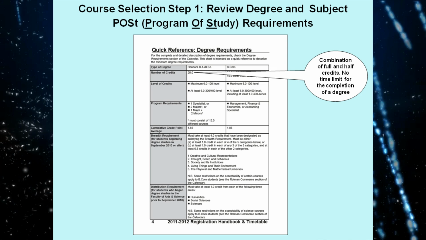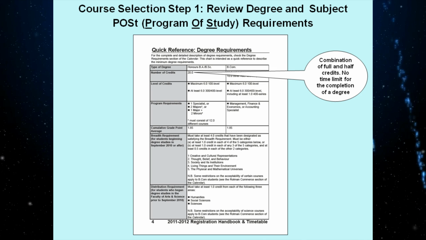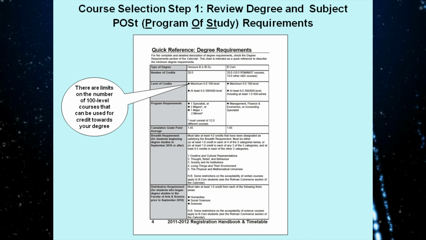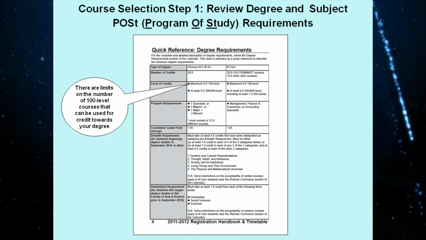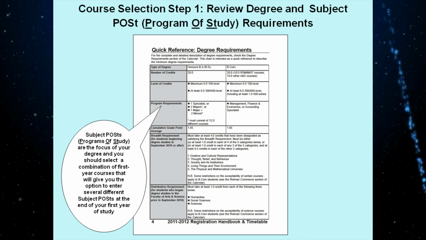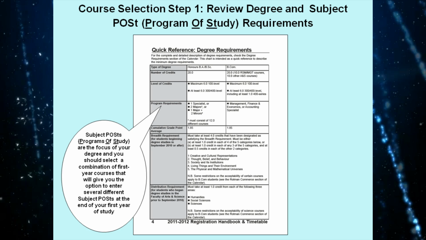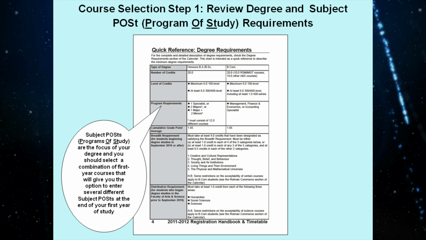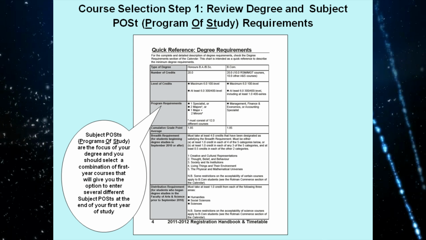The number of credits, 20, is a combination of full and half courses. There's no time limit for the completion of this degree. There are limits on the number of 100 level courses that can be used for credit towards your degree. Subject posts are the focus of your degree, and you should select a combination of first-year courses that will give you the option to enter several different subject posts at the end of the first year of study.